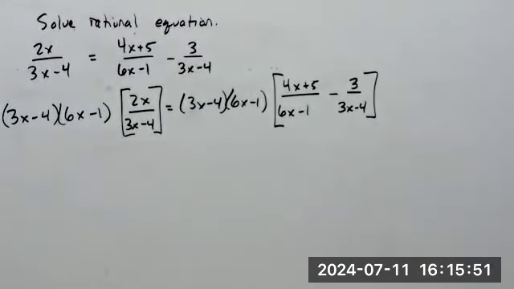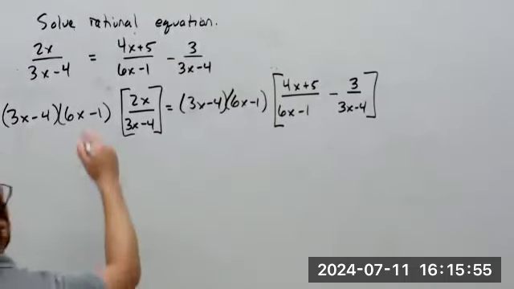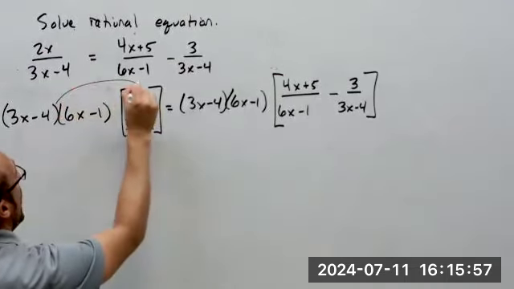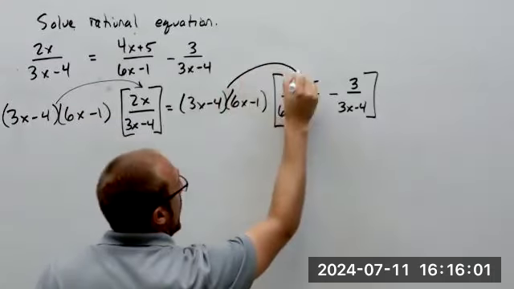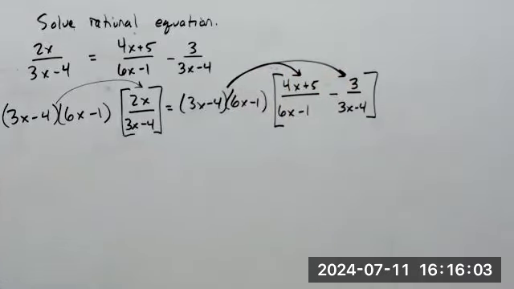Okay. Now we need to clean this up. This looks terrible. Okay. We got to remember, multiplication only goes to the numerator. Multiplication only goes to the numerators. Let's work on the left side first. Just 2x times 3x minus 4 times 6x minus 1.